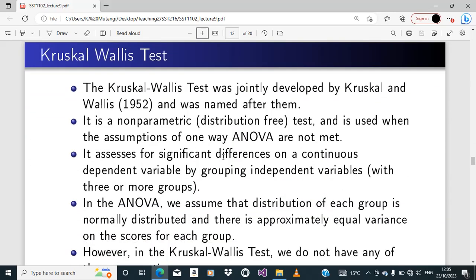Okay. Now we have come to the kind of test you would use when the one-way analysis of variance assumptions fail to hold, right? You would need a non-parametric procedure now to do that. If the assumptions for the one-way ANOVA fail to hold, you have no choice but to resort to a non-parametric procedure.